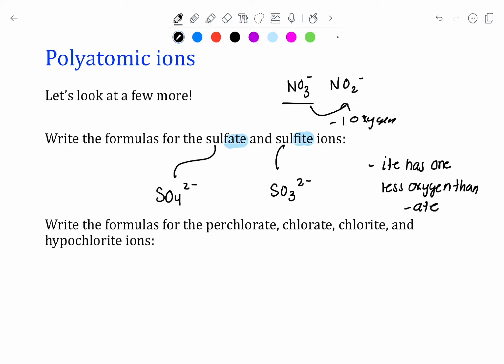Next up, we have the chlorate kind of sequence. So there's 4 of those. There's perchlorate, chlorate, chlorite, and hypochlorite. So look those ones up on your list of elements to know.